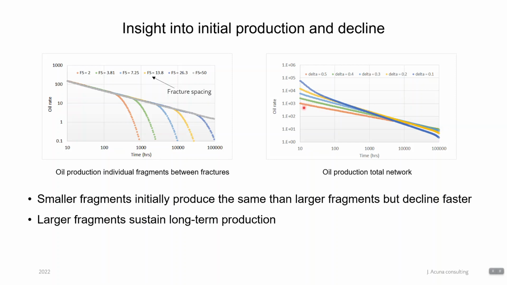Now, notice that the initial production is a function of how many fractures you have. The closer spacings you have, the longer the total frac length you have. That's why when delta is smaller, you produce more initially. But because the drainage area associated to these smaller fractures is much smaller, they start to dry up, and then you get a much larger decline. So that is the effect of delta in the initial production and decline.